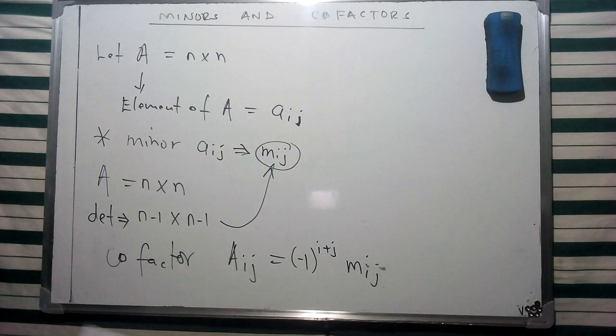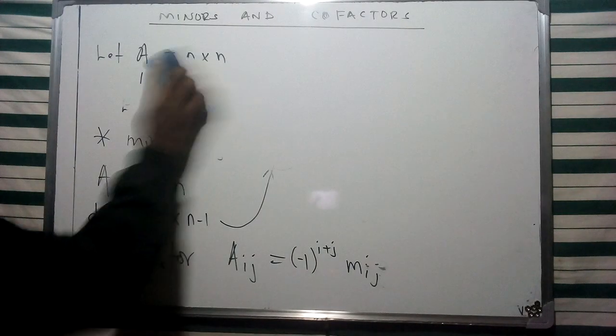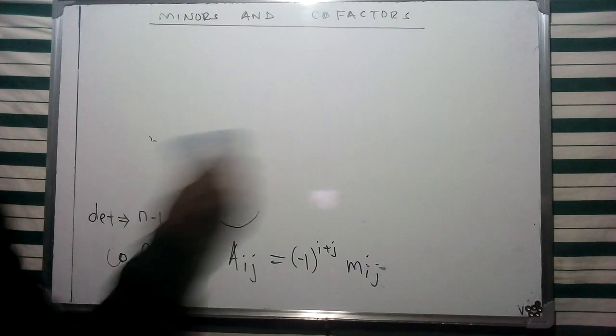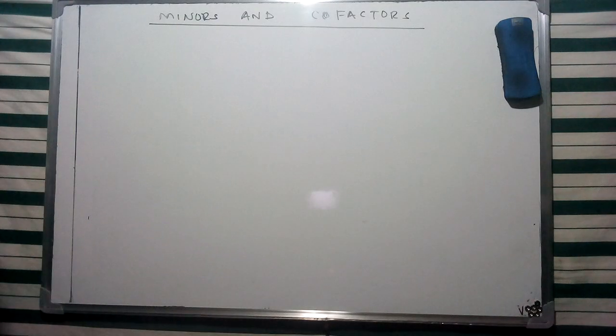Therefore, I'm going to give this in terms of an illustration, which is going to give us a clue on what minors and cofactors basically represent.